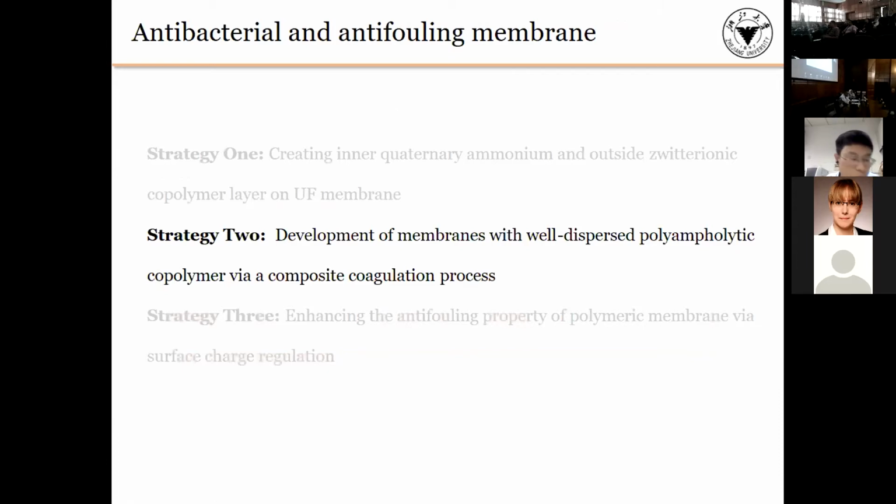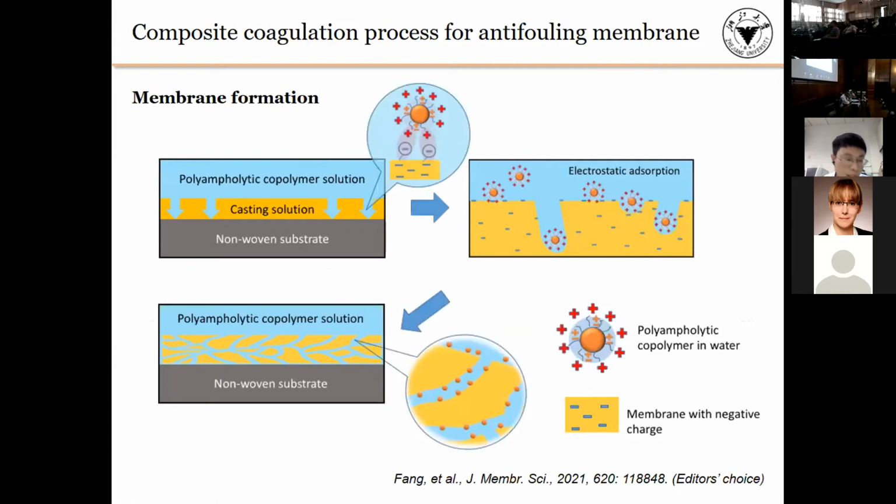For stage 2, I introduce the development of a membrane with well-dispersed polyamphiphilic copolymer via a composite coagulation process. Here we give the preparation process. The composite coagulation process means that we put the polyamphiphilic copolymer in the coagulation bath, and the copolymer can be introduced deep inside the matrix.